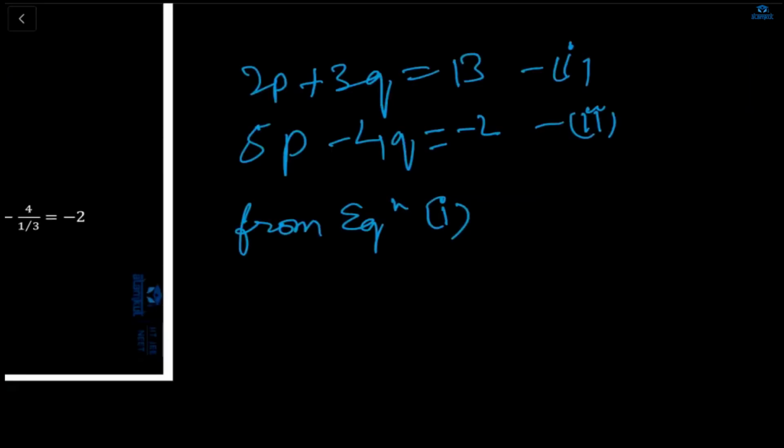Choosing P. If I'm choosing P, it will be (13 minus 3Q) upon 2. Yes or no? Okay, it will be (13 minus 3Q) by 2. You can choose any one variable. Yeah, it is the substitution method. You can choose any one variable.